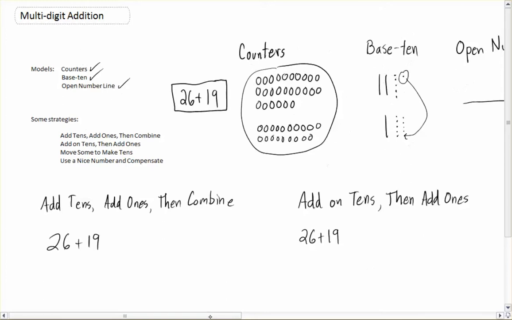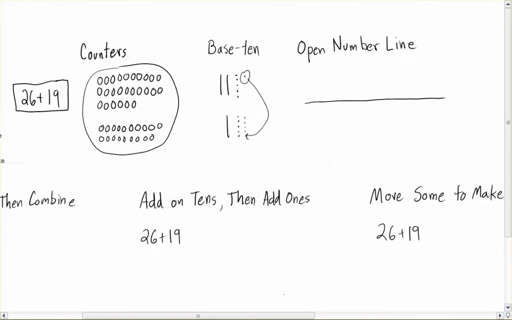Finally, what about an open number line? What if I wanted to do 26 plus 19 on an open number line? What I would do is go ahead and go to 26. Well, there's a bunch of ways to do this, but basically we can show jumps of 10 or 20 or whatever seems to be reasonable and helpful.